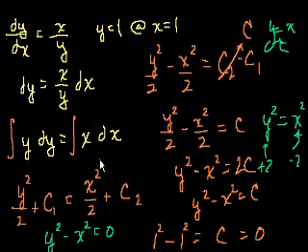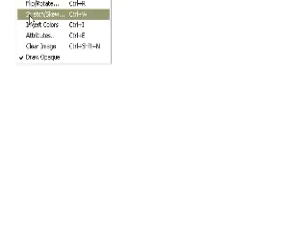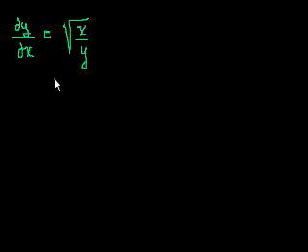Let's do one more. So this one says the derivative of y with respect to x is equal to, this is the square, okay, so this is even a little bit more interesting. This is equal to the square root of x over y, the square root of x over y, and it says that y is equal to 4 when x is equal to 1. Right? Yep, I think I'm reading that right.